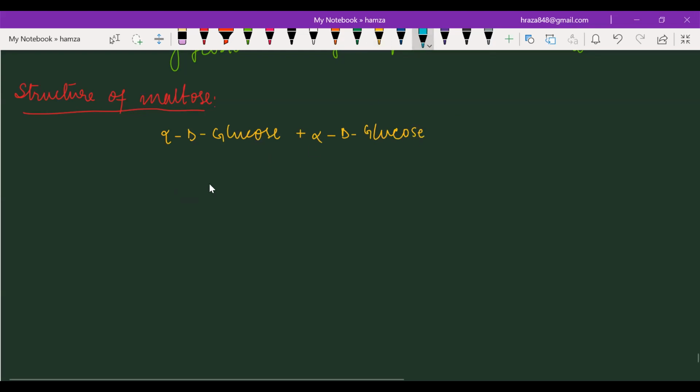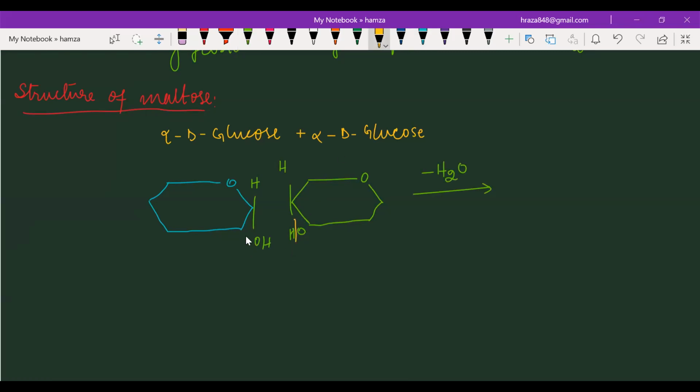You already know the structure, so I'm not going to write all the components. I'll write only the required components. You know that this is H, this is H. Again, I'm going to write this. You know that this is O, and this will be like this. And at this carbon, this will be OH, and this is OH. So what you just need to do is dehydration: remove this H2O, and you will get your maltose.